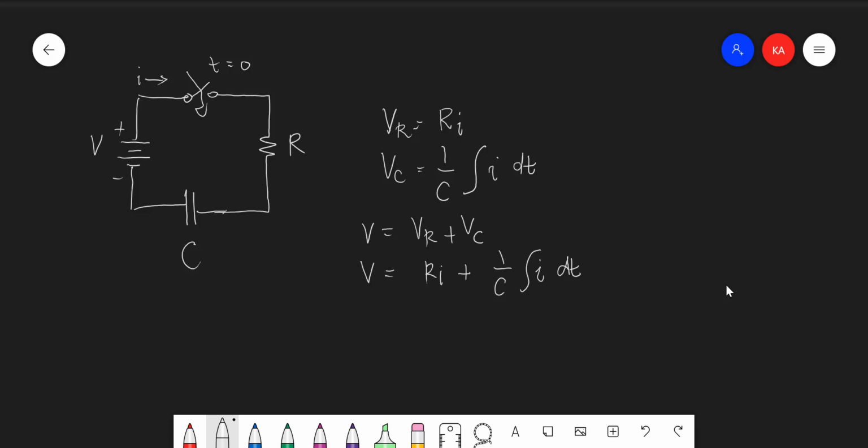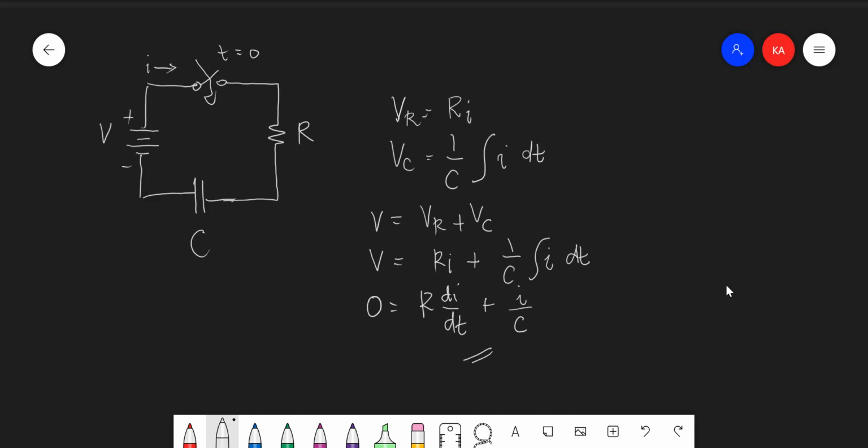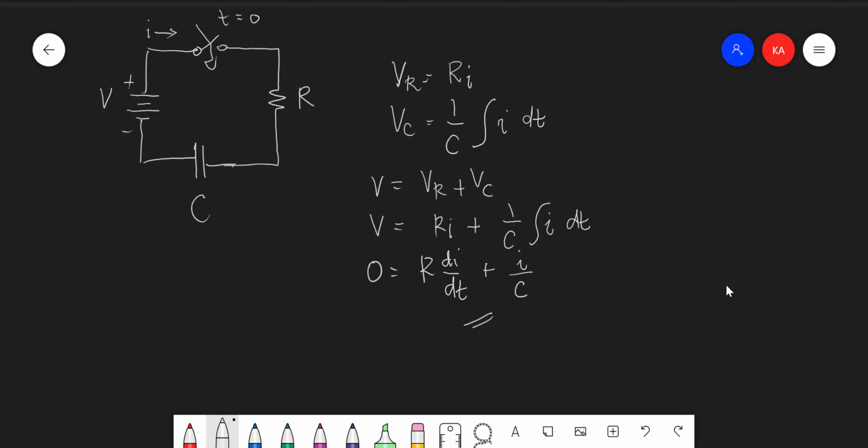Okay, and then we differentiate this equation, because this has an integral, so it is easy for us to differentiate. If we differentiate this equation with respect to t, the left side is the derivative of a constant, so it must be 0, and the right side must be R di per dt plus i per C. This is the differential with respect to time.